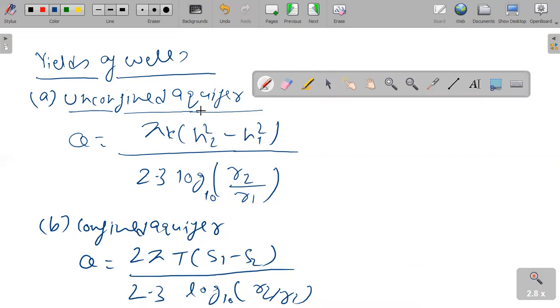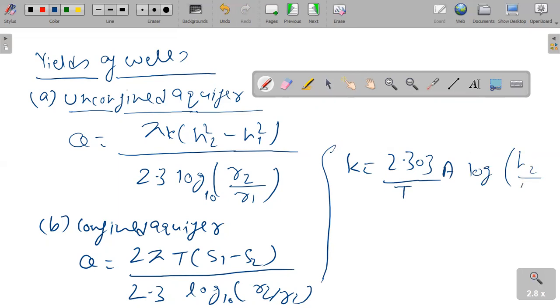And for K we also have a formula: K is equal to 2.303 by T into A into log H2 by H1 to the base 10. And one keyword: transmissibility is equal to K into Z. Remember this.